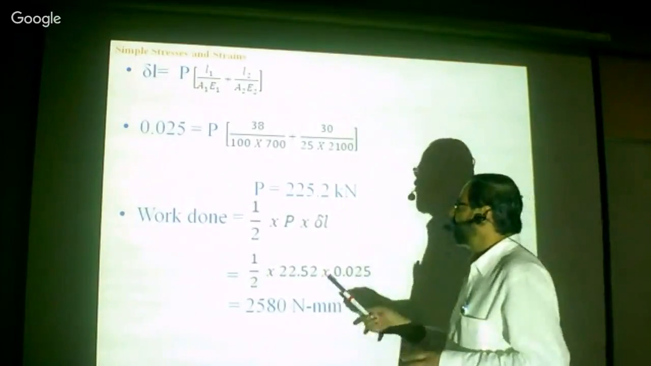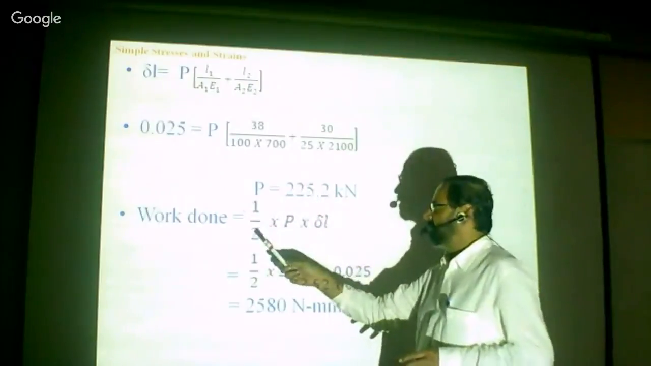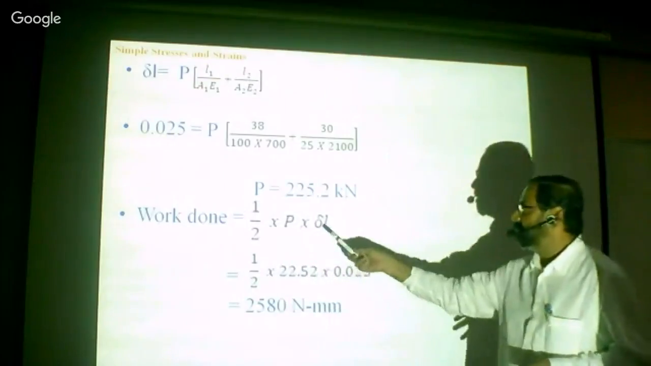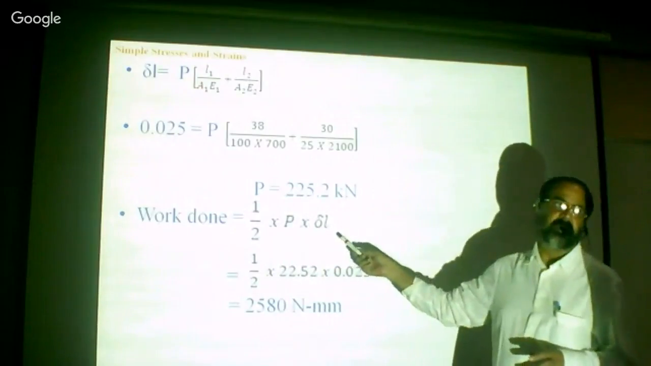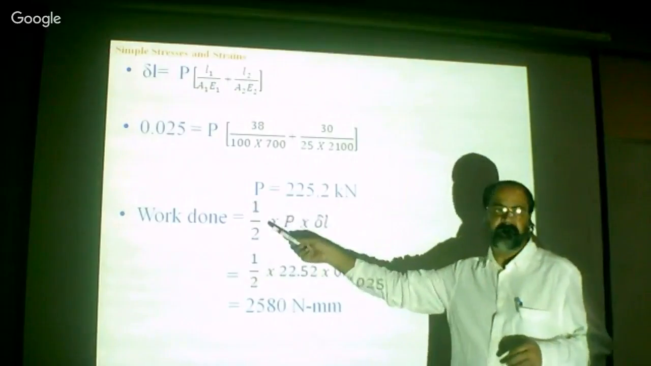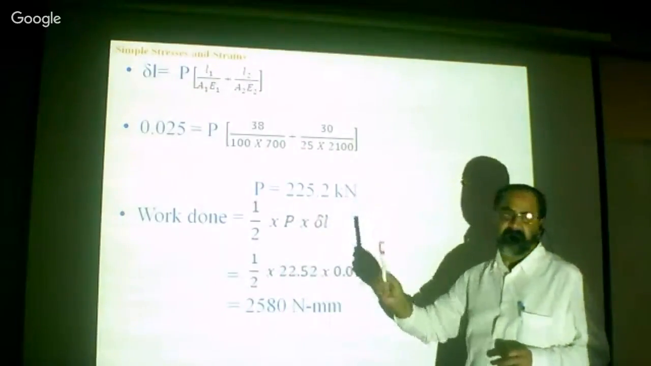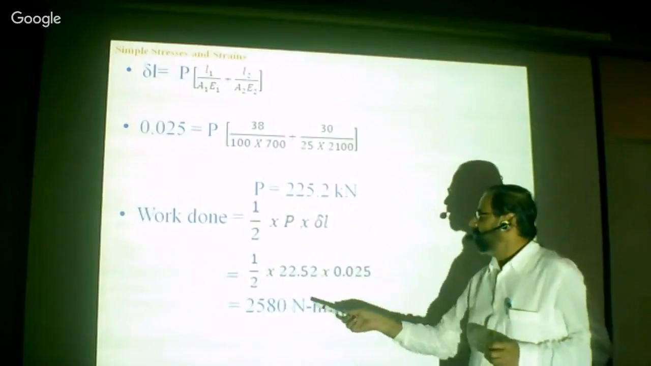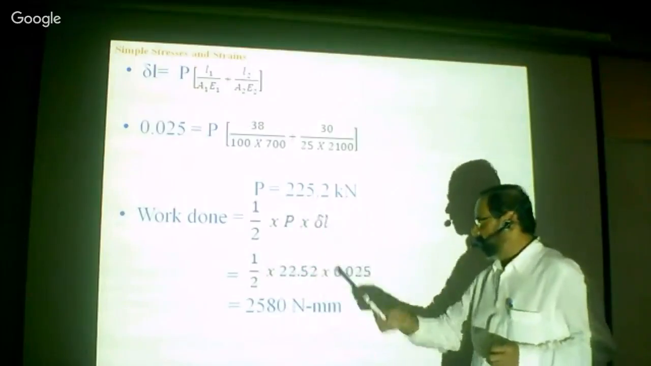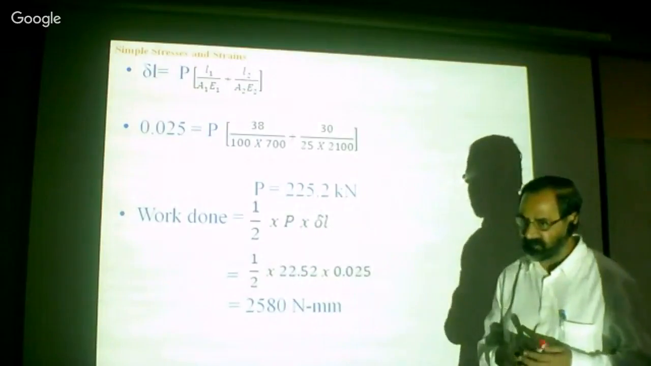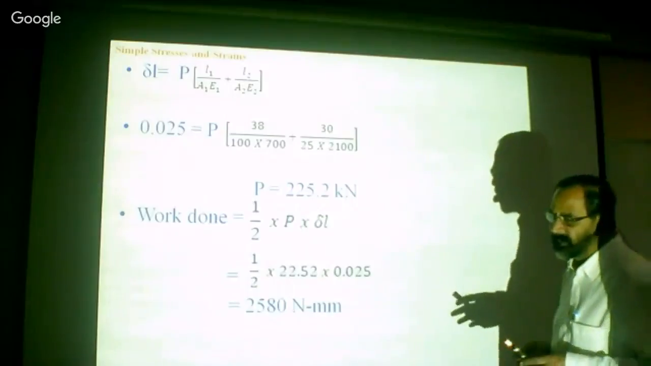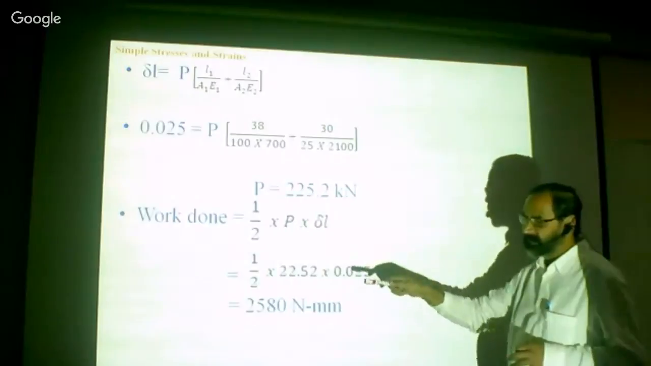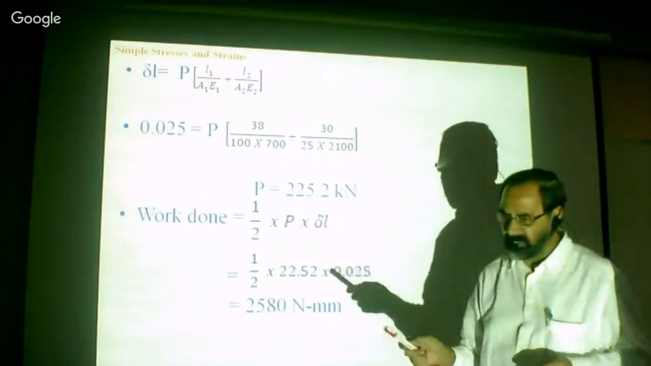Now see, after that, one more question in the exam is the work done. Work done, we know, is the load multiplied by deformation, that is, the average loading. Therefore it is half multiplied by the load applied multiplied by the deformation. This is the value of work done, in newton millimeter. I suggest our students follow the same units throughout the problem.